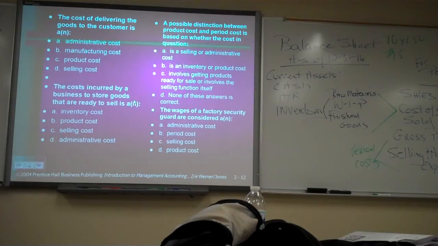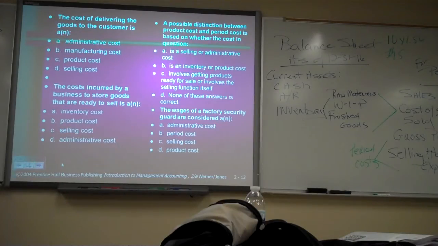That's represented by the warehouse down the hall maybe. So when they're finished, picture a big forklift coming, taking all the tennis shoes we made today and putting them in the finished goods warehouse. And now we're going to try to sell them. And those costs from that point on are selling and administrative. Those are period costs.